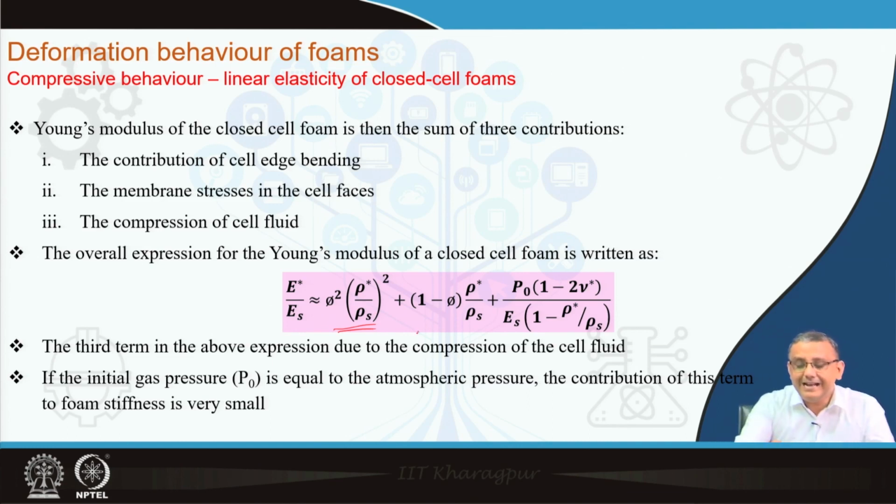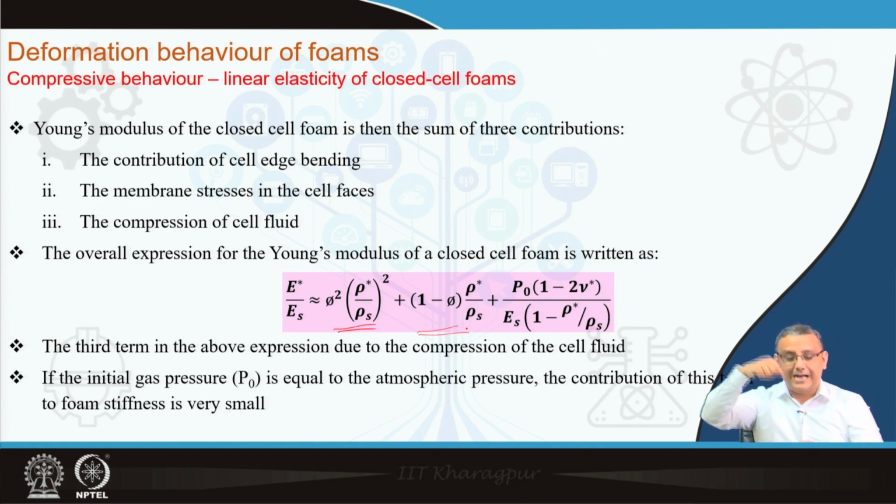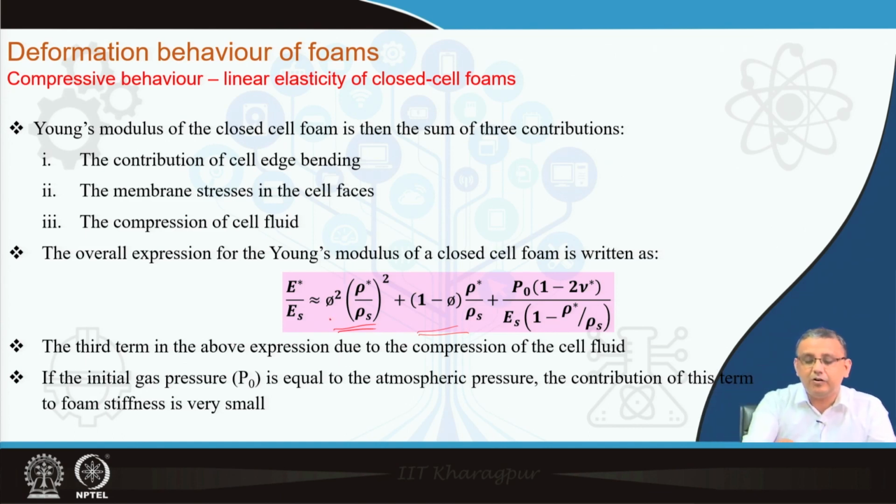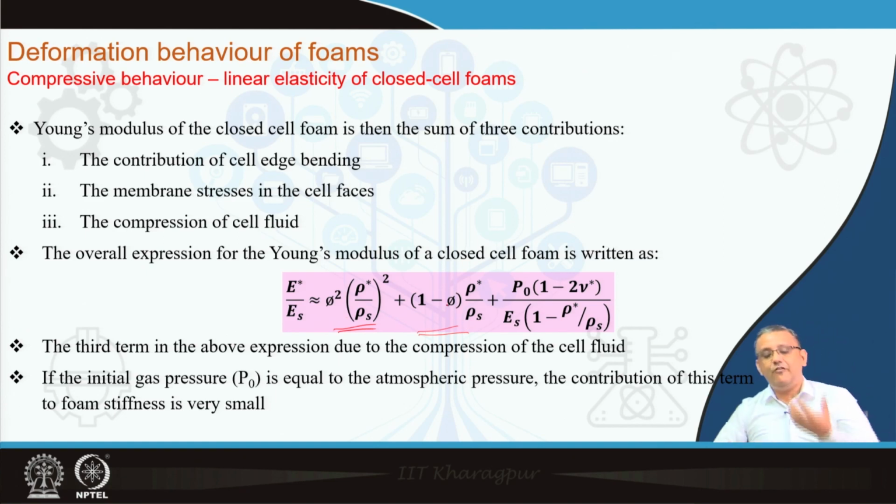Now, the second expression is the contribution from the cell faces. That means, as we apply the load, we have resistance not only from the cell edges, we also have resistance from the cell faces, and if the cell face contribution is 1 minus phi, then we have this expression over here.